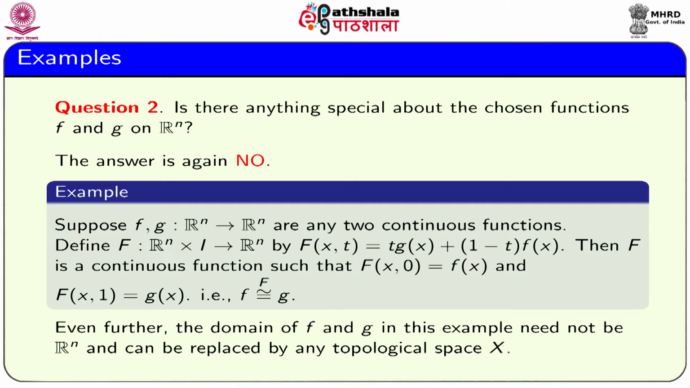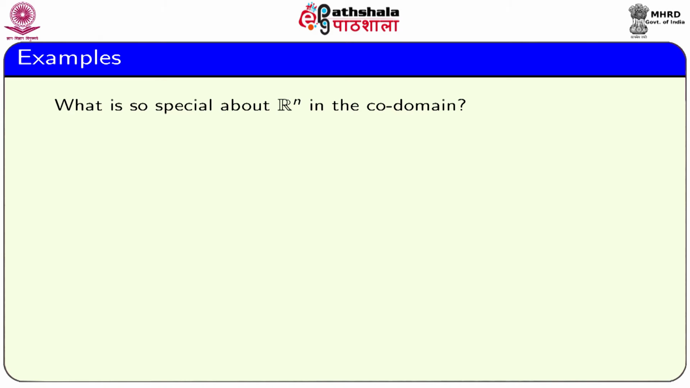Now looking at this example again, there is no speciality of Rn in the domain. We can easily replace Rn by any topological space X in the domain. In that case also, this example gives that f and g are homotopic maps. Now what is so special about Rn in the codomain?